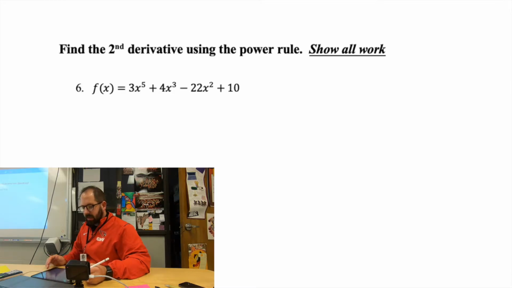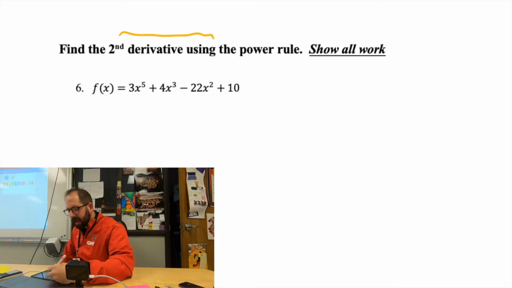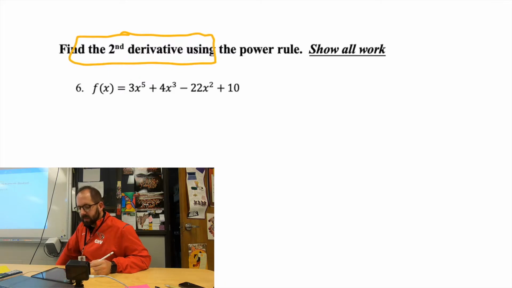Okay, all right, number 6. Power rule, we're doing second derivative. That's the one thing I'm kind of worried about. Read the directions when you're going through each problem. We're doing the second derivative here, right? Find the second derivative using the power rule. So we're going to do the first derivative, and then we'll do the second derivative.